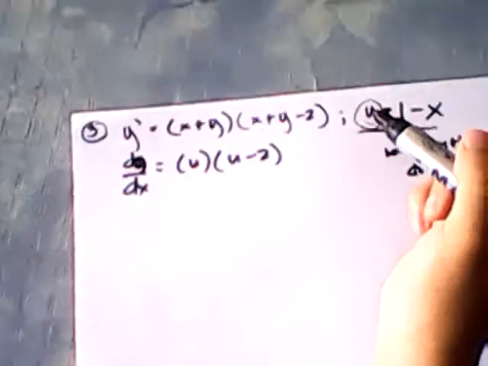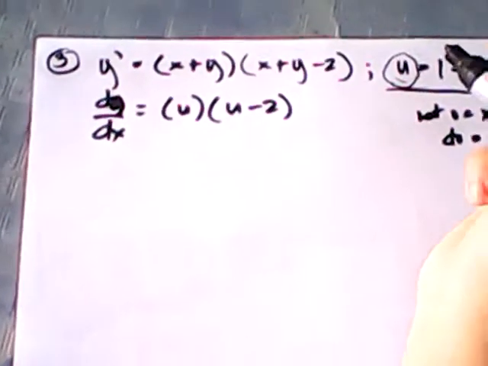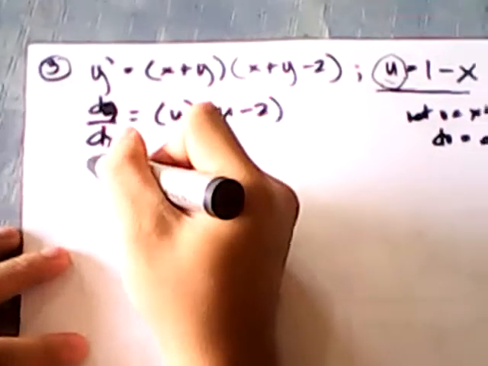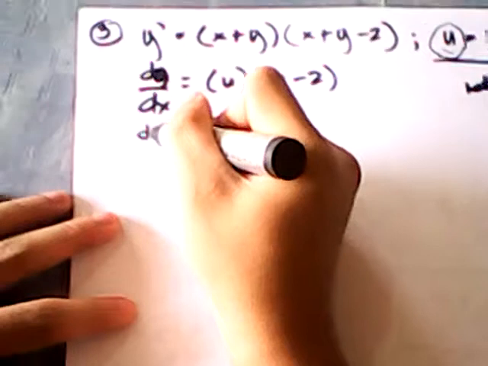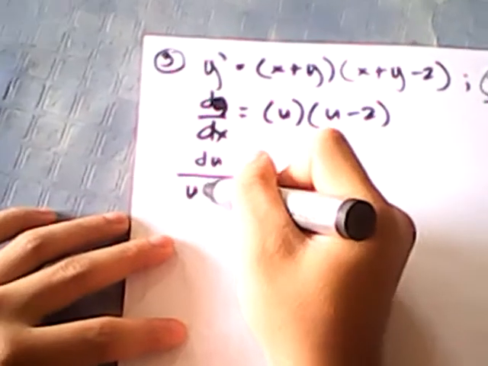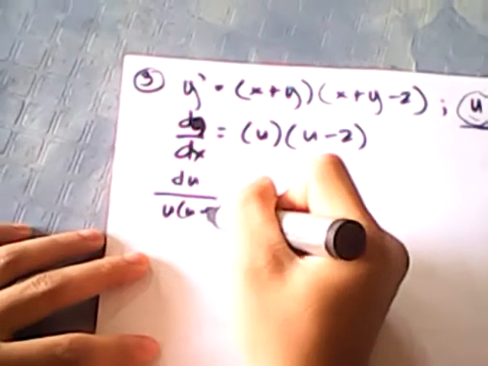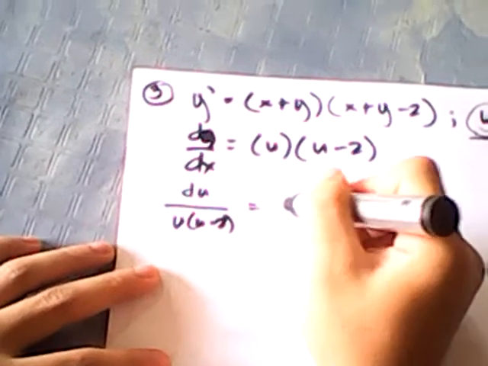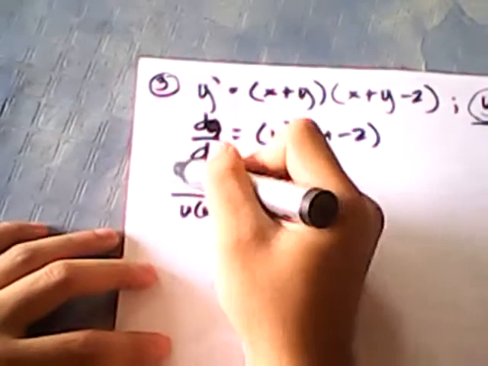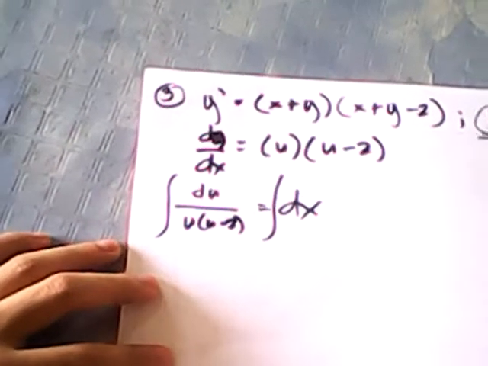We can also use a separable equation here. All u is brought to this side: du over u times u minus 2 is equal to dx, and integrate both sides.